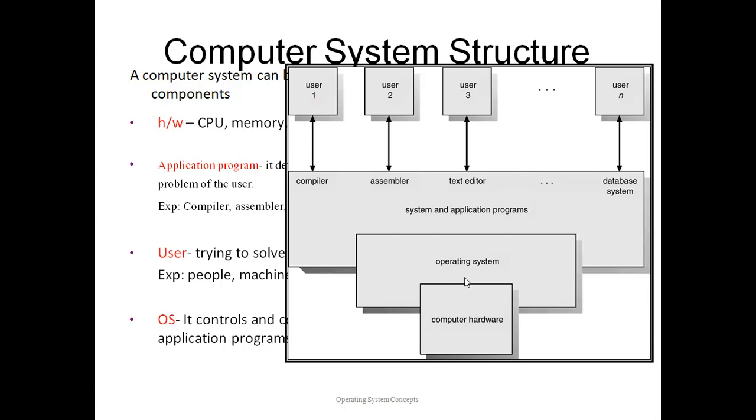Basically, it has the following components: the user, compiler, assembler, text editor, database system. A number of users are connected to the compiler or assembler or text editor or database system, and the operating system is connecting the system of application programs and the hardware.